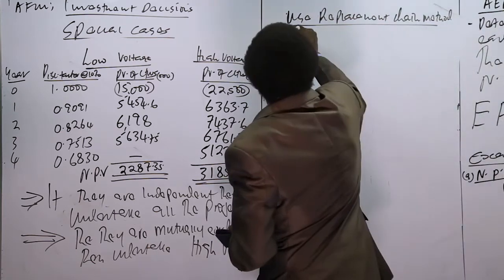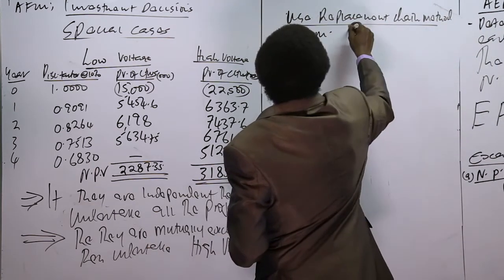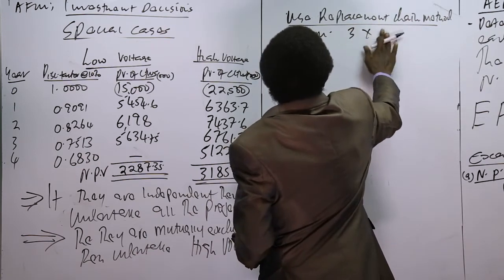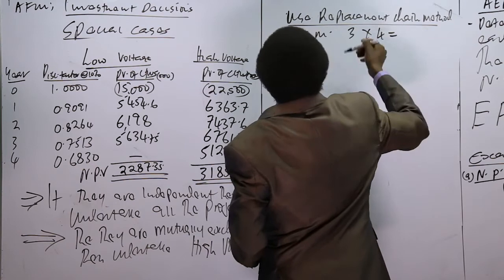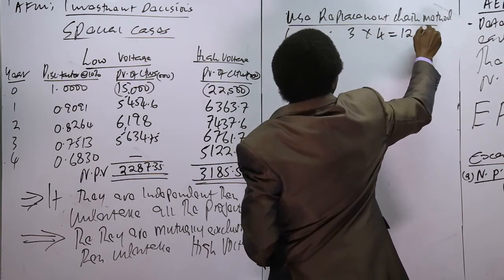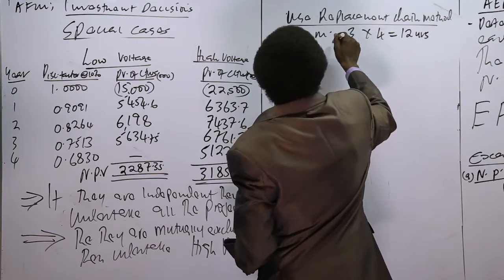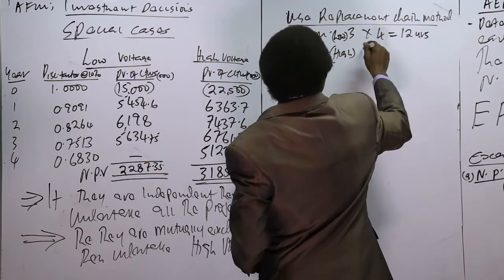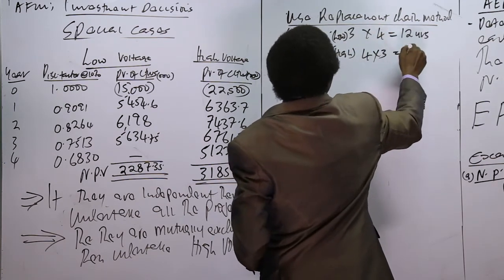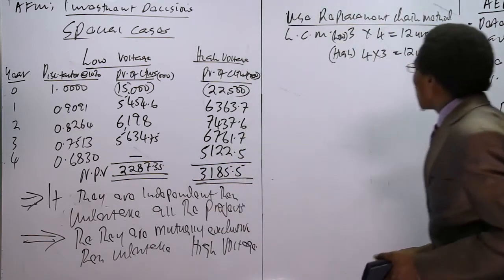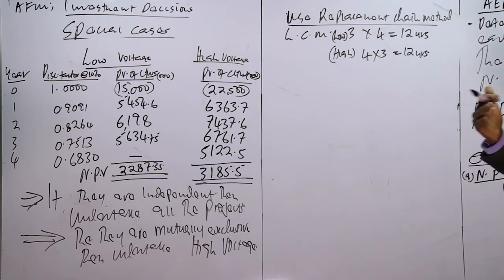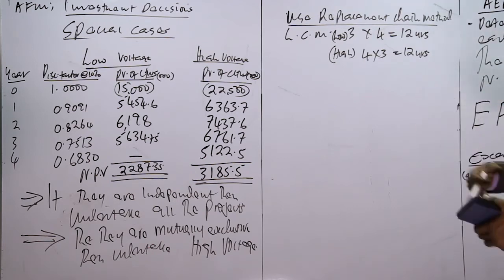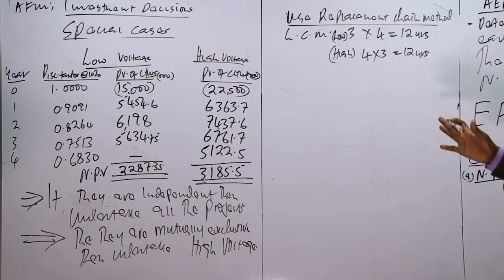If we use LCM, we know that 3 by 4 will be 12 years. The low voltage has 3 years, and the high voltage has 4 years, so 4 by 3 would be 12 years. So the one will be given 3 years but 4 times, and the other will be given 4 years but 3 times, so that we are able to have them at the same 12 years.